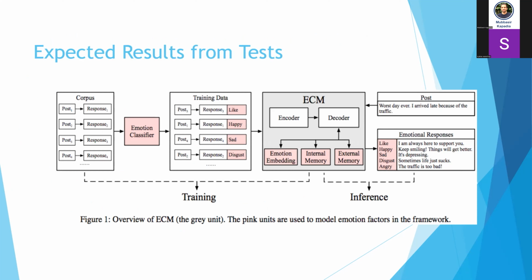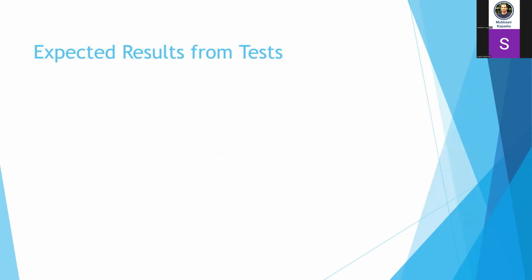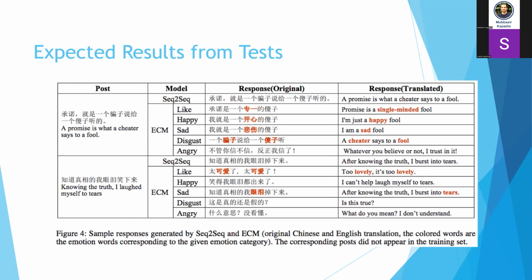So just some expected results from tests. These are the expected results from an emotion conversation generation. With the corpus that I mentioned earlier as the data set, I would be able to classify them into different emotional responses. Based on each different text or sentence, I'd be able to categorize them using an ECM to different dialogue. For a certain post, I would be able to categorize them accordingly, like in the bottom right corner. And based on that, some of the expected results.